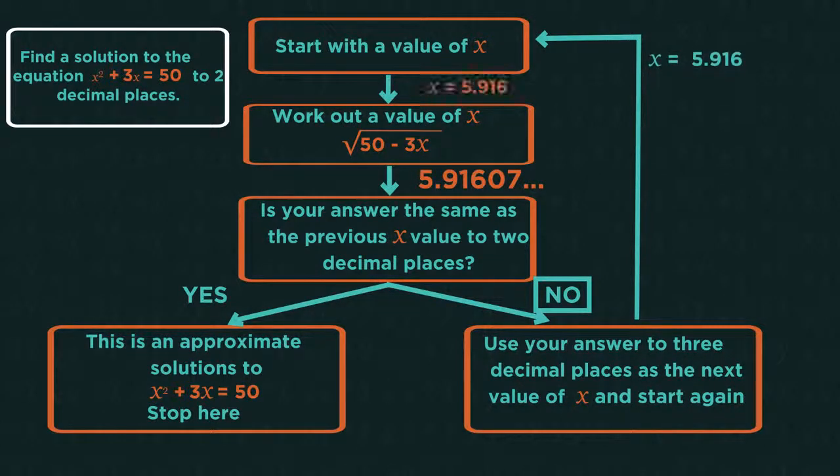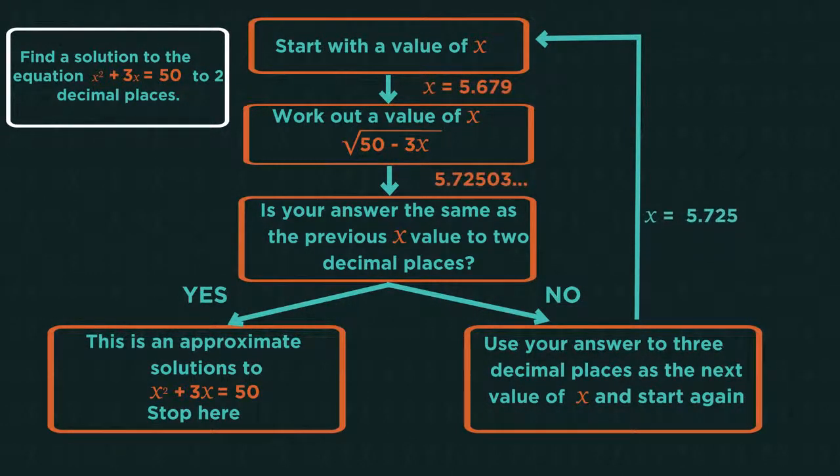In goes 5.916 and out comes 5.679, which is different. So we put it back into the cycle. And so the cycle keeps on going until eventually we get an approximate answer that is accurate enough. Rounded to 2 decimal places, 5.73 went in and 5.73 came out. The answer is 5.73. So that's how iteration works.